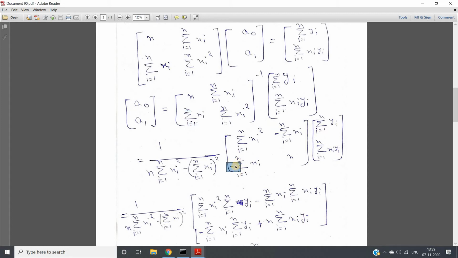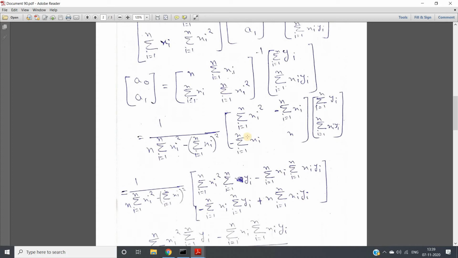This is what we do for matrix inverse of a 2 cross 2 matrix, right? And this one I am writing as it is. Then in the next term, we are basically doing this multiplication. So what we will be getting is summation over i equal to 1 to n xi square multiplied by summation over i equal to 1 to n yi. That's what we are writing here.